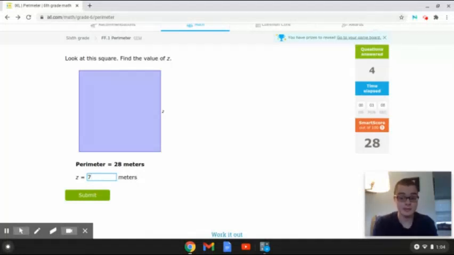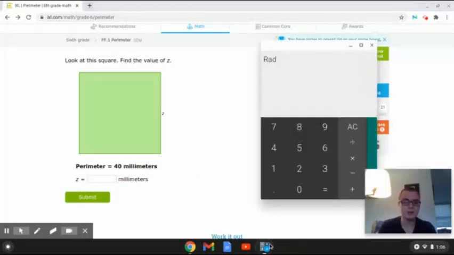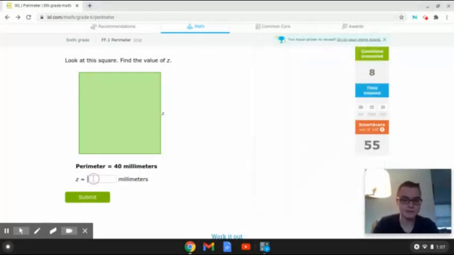So let's hop on to the next one. Okay, so this next problem reads, look at this square and find the value of z. So as we can see here, the perimeter of this square is 40 millimeters. Okay, so we're going to do something similar like we did in the last problem, because we are given the perimeter and we need to figure out the sides. We're going to take 40 and divide it by 4 because the square has 4 equal sides. So that will give us 10. So z is equal to 10 millimeters because all of the sides on a square are equal, and 10 times 4 will give us 40. And that is how to solve this problem.